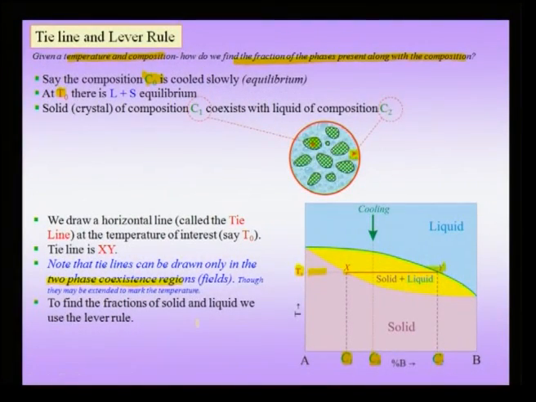So, the tie line is x y and we are in the two phase field, and we would like to know what is the fraction of the liquid in the schematic above and the fraction of the solid. The composition of the solid and the composition of the liquid are fixed by the ends of the tie line. That means, the composition of the solid is C1 and the composition of the liquid is C2, and these do not change.